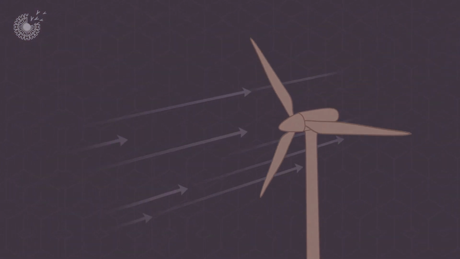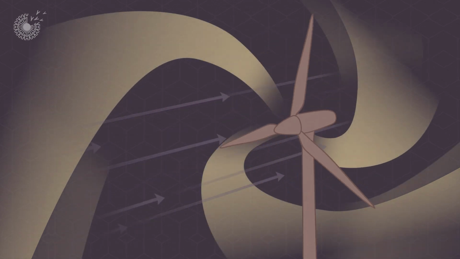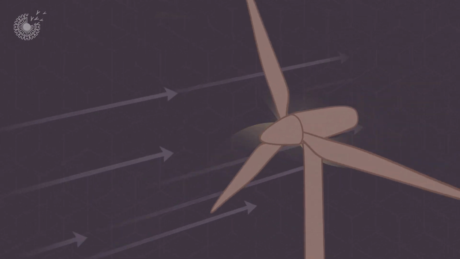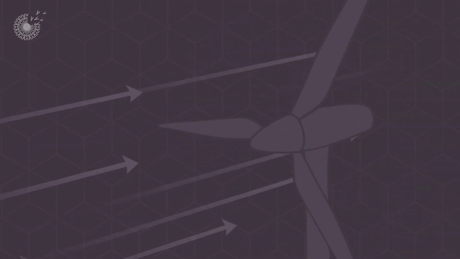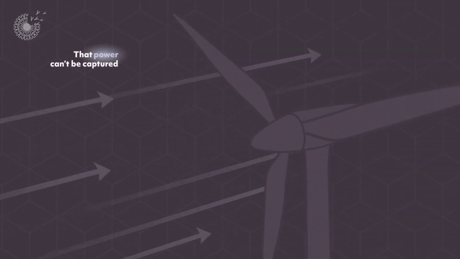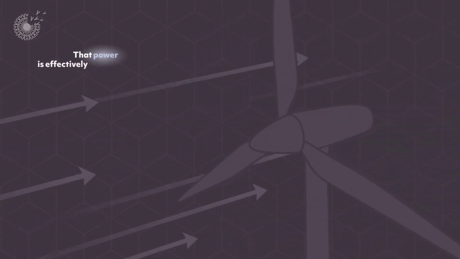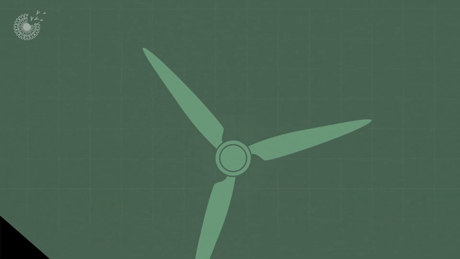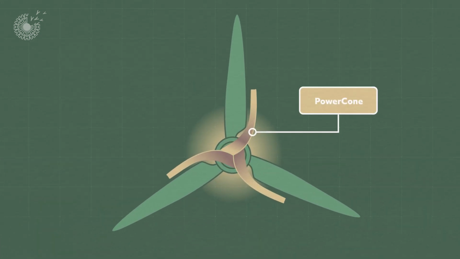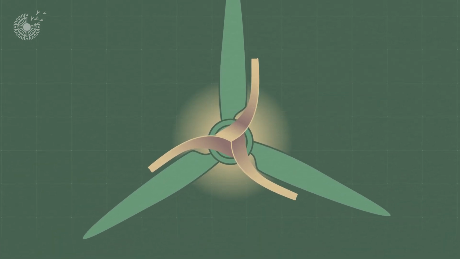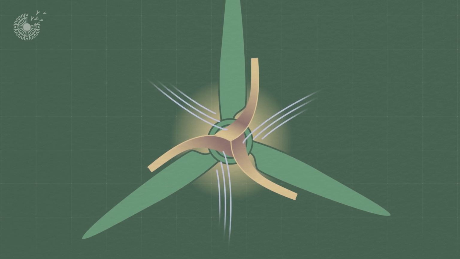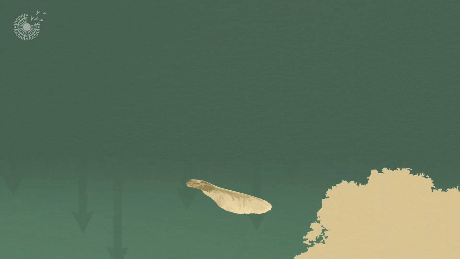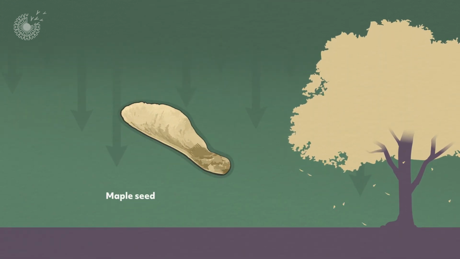Whirling blades create suction that pulls air into the middle area where the blades meet. These currents rob the turbine of power, as that power can't be captured by the blades and is effectively wasted. So the company designed a device they call the power cone that fits onto the turbine's center and smoothly channels that air back onto the blades. A trick they learned from a falling maple seed.